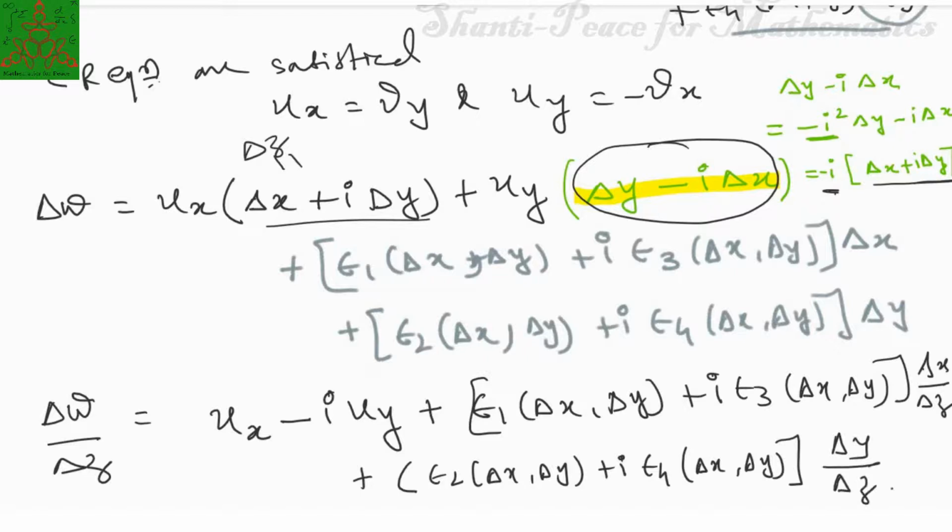Now let us concentrate on this quantity, delta x upon delta z, delta y upon delta z. See, these quantities epsilon 1, epsilon 3, epsilon 2, epsilon 4 are tending to 0 if I take the limit delta x delta y tends to 0. So if I prove that these quantities which are here are bounded quantities, then we are through.